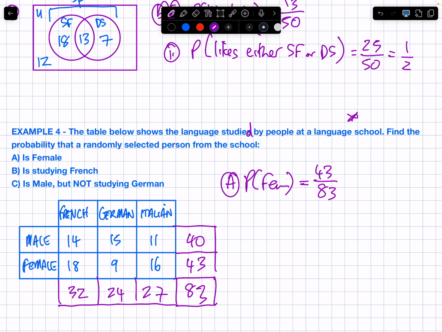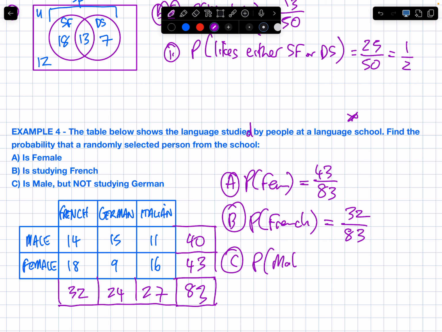You leave it. A, B, studying French, probability French. What number am I going to use for the studying French? 32. Can you see why the table is useful to extend it? 32 over 83. That's not going to cancel. 83 is not a nice number. Lastly, P, male, but not study German.